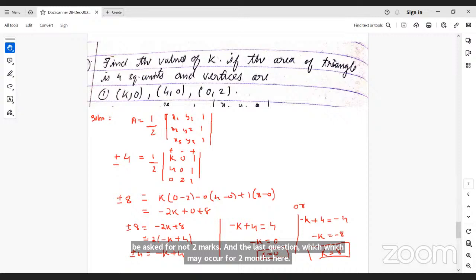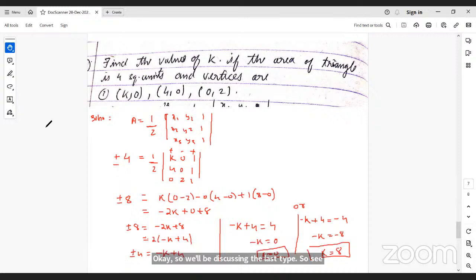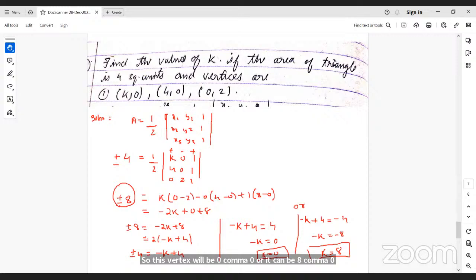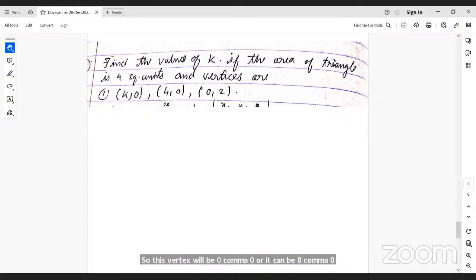So here we had to find the value of k. Same procedure, but here you have to consider both the positive as well as negative value. So you will be getting two values of k, k equal to 0 or k equal to 8. So this vertex will be 0 comma 0, or it can be 8 comma 0. Next.